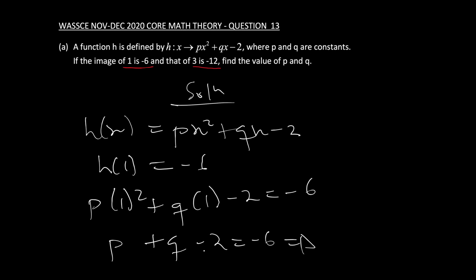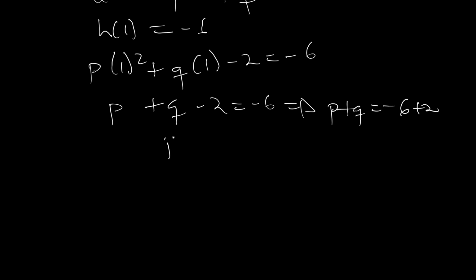Now when we send minus 2 to the right hand side, we should get p plus q is equal to minus 6 plus 2. So our p plus q should be equal to minus 4. Now we can call this equation 1.